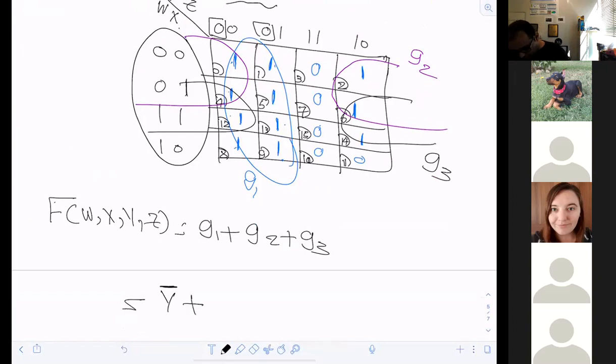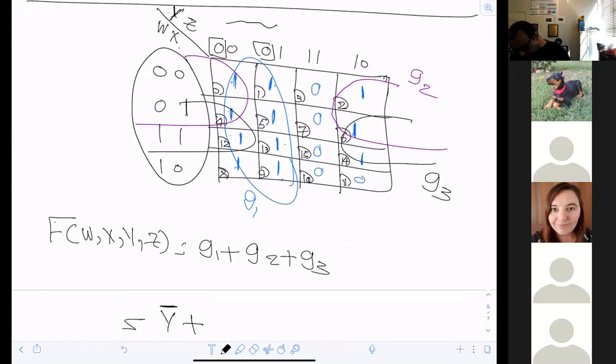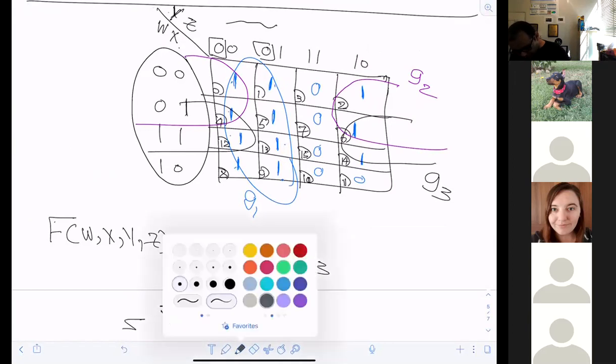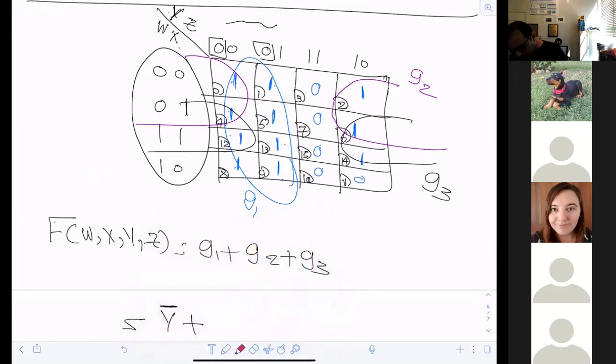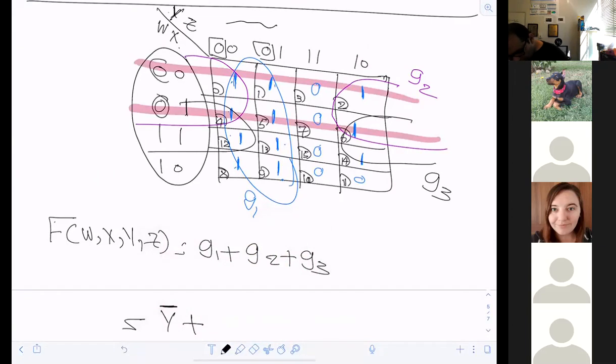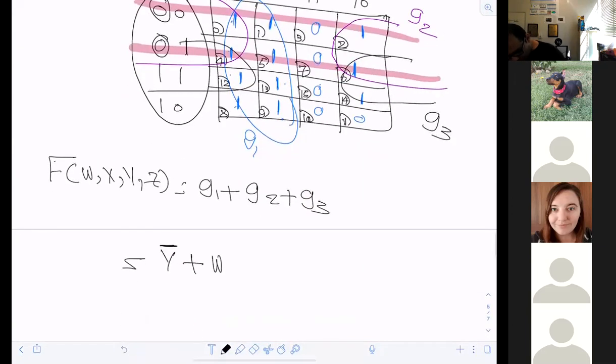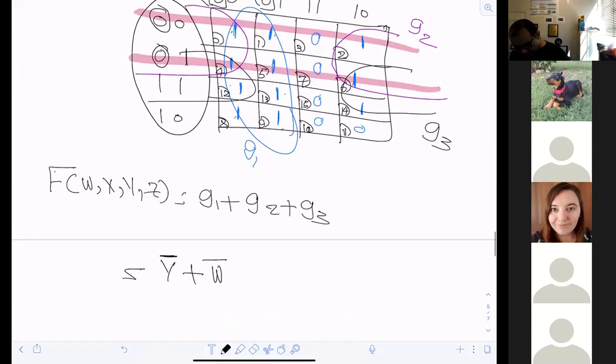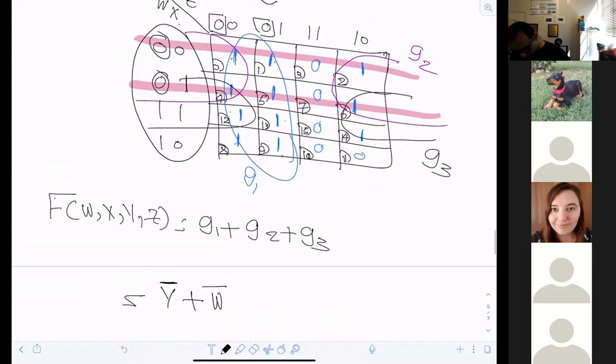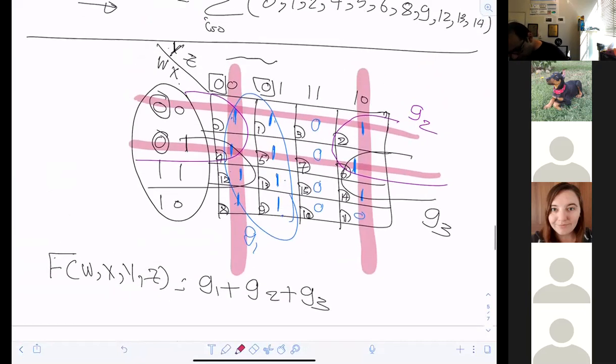Now we're gonna go in the second group. Second group is looking into the horizontal and vertical, right? So horizontal wise, I'm going like this. So pretty much I'm talking about what? W complement. And vertical wise, I'm talking about what? Z complement.